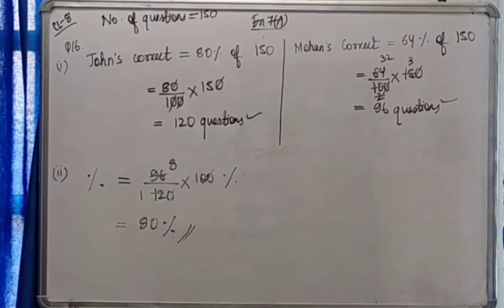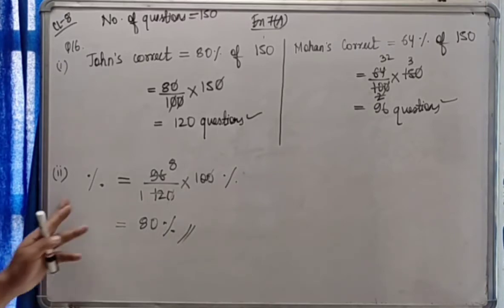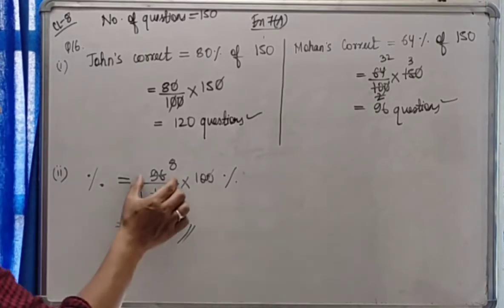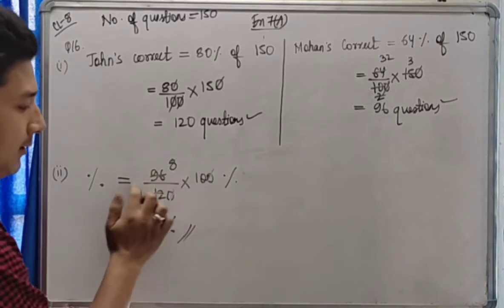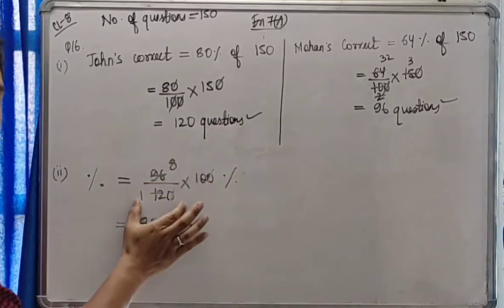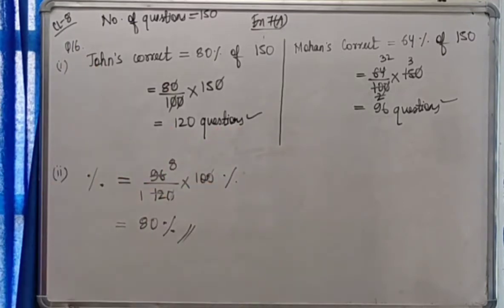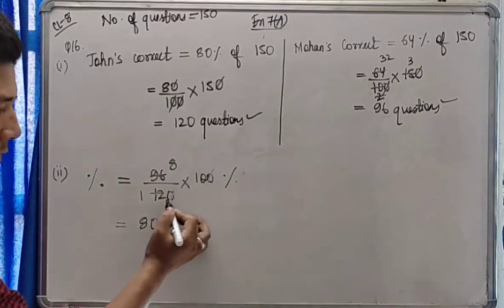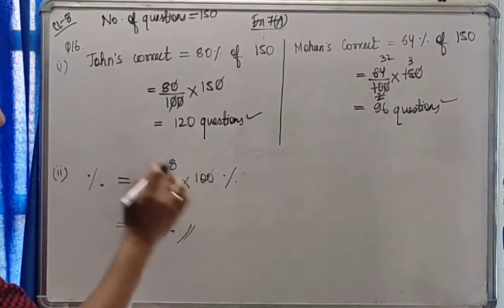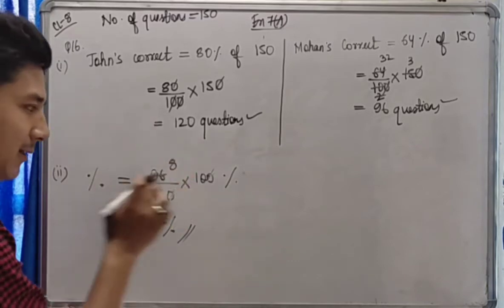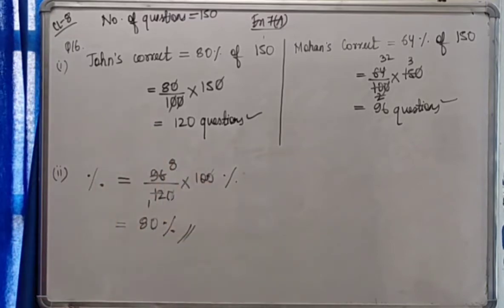The second part of the question is, what percentage of John's correct answers is Mohan's correct answers? So Mohan's correct answers 96 divided by John's correct answers 120, into 100%. Please cancel it out, the zeros are gone. 12 ones are 12, 12 eights are 96. So 8 into 10 is 80%. So 80% is the percentage of Mohan's correct answers to John's correct answers.